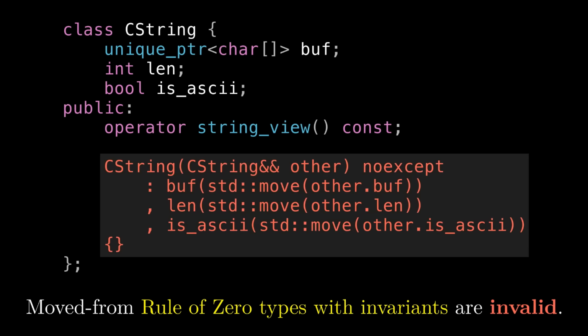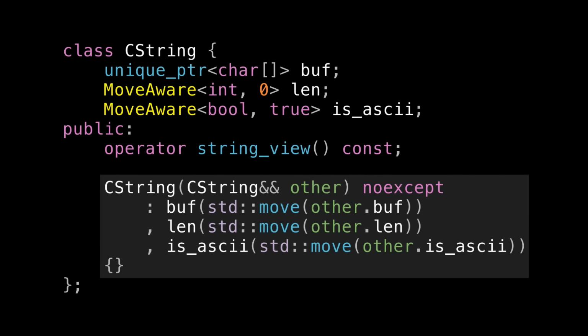Now, I've never tried this at scale, but I've had the idea of writing a helper template that's a rule of 5 type that holds a value and then uses the second template parameter as the moved-from state. So that would mean our len would correctly become 0 when moving from it, which helps, but our pointer is still null. And you're actually not allowed to construct a string view from null, even if you pass a length of 0. So after move, we're still in an invalid state here where our public API can't be used safely.